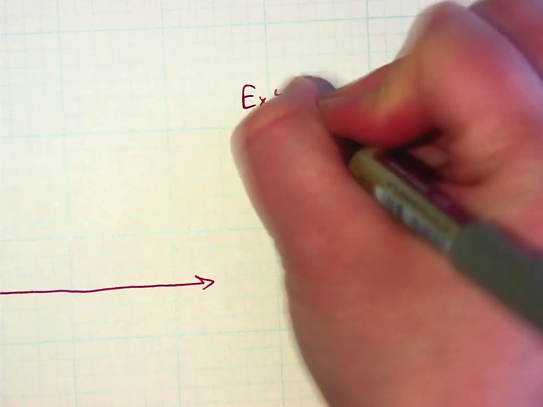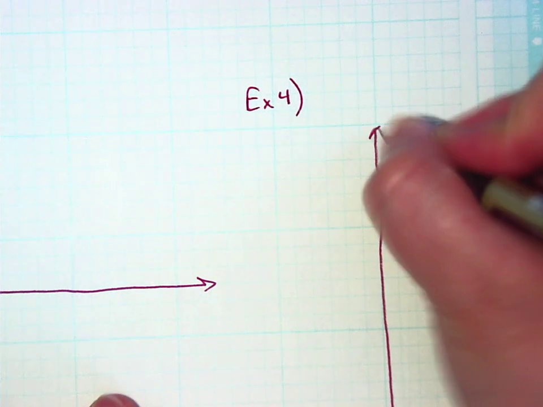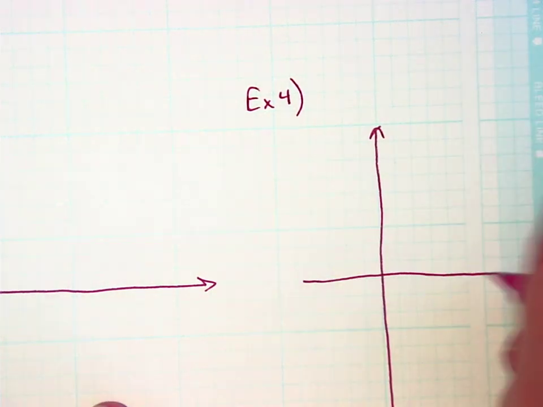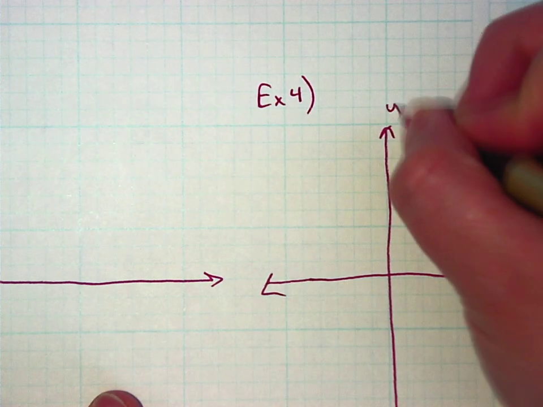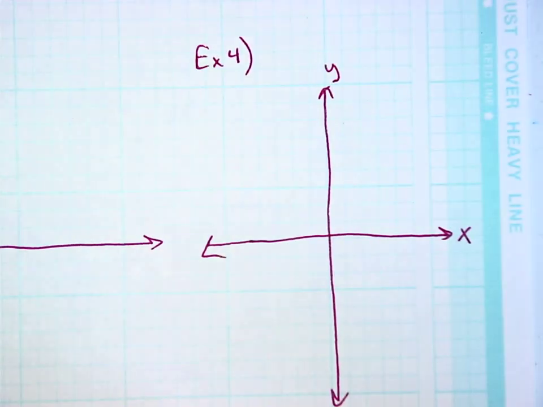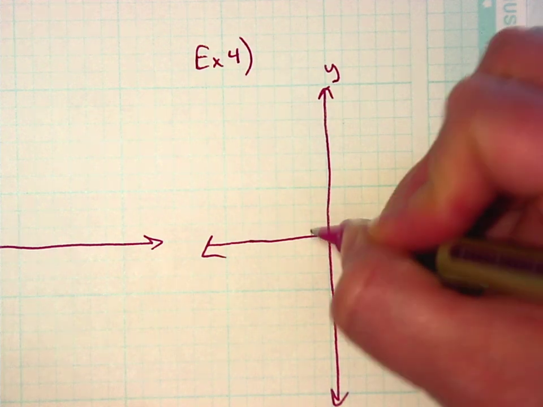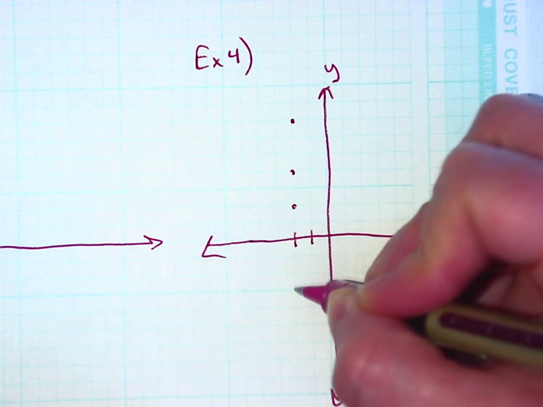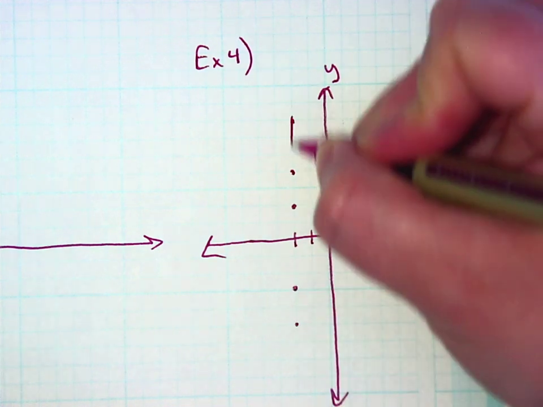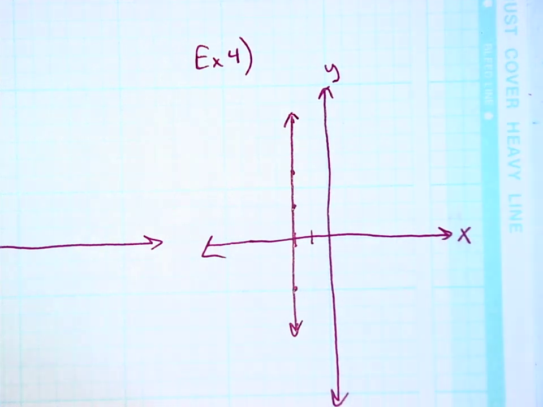Example 4. A little tiny graph here. Doesn't need to be great or fancy. Make sure you mark off that x and y. And this was the line x equals, what was it, -2? Yeah. So it's a vertical line through -2. So there's lots of -2 points on here. It's going up and down. It's like that.